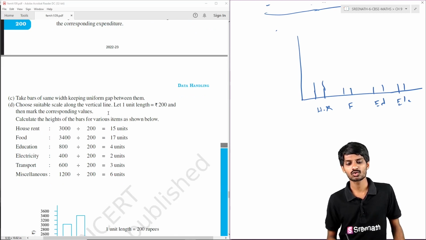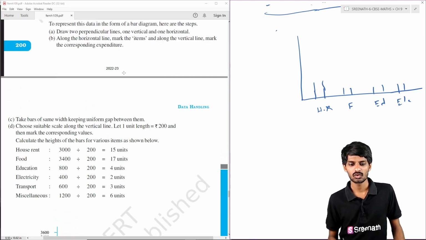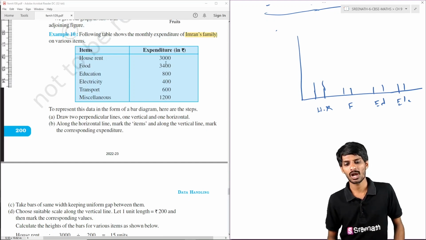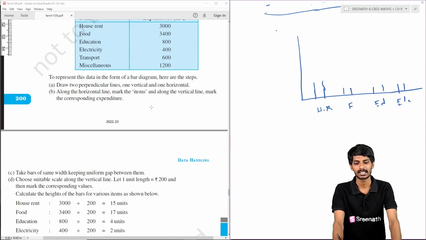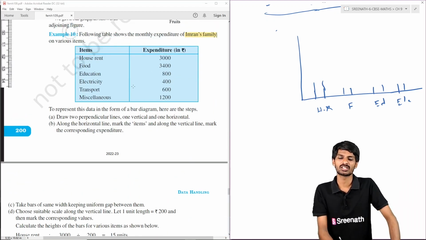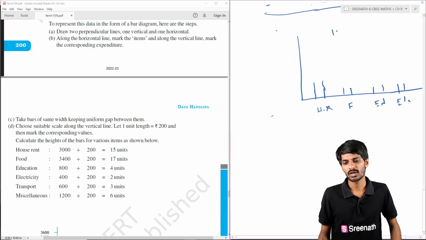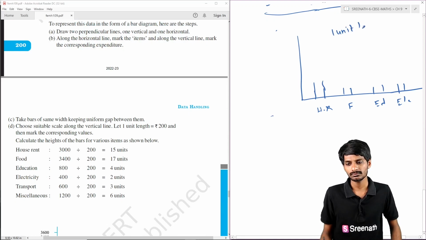Next thing is you have to choose the scale. The maximum number is 3400, students, and it is not exceeding 5000. So we can take the scale as 1 unit length equals 200 rupees.